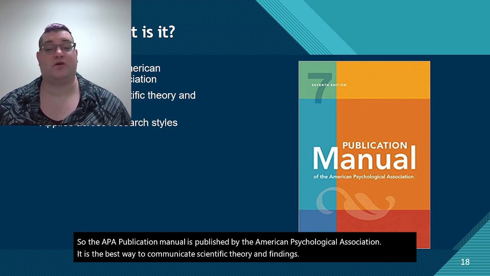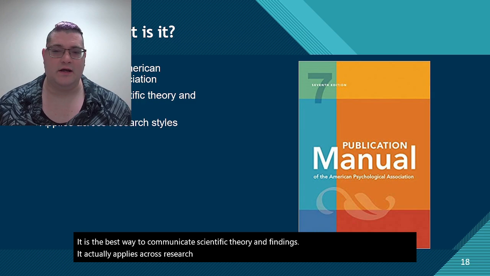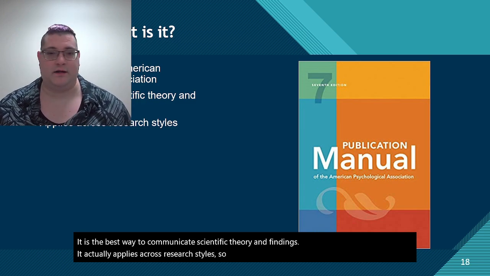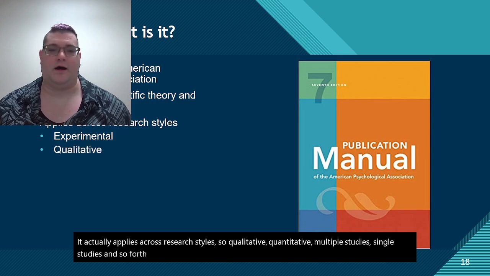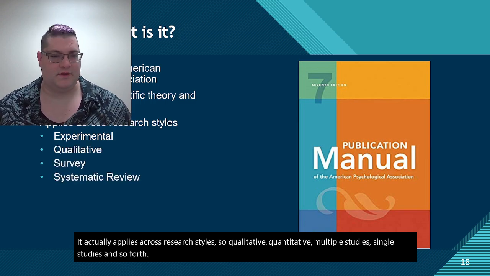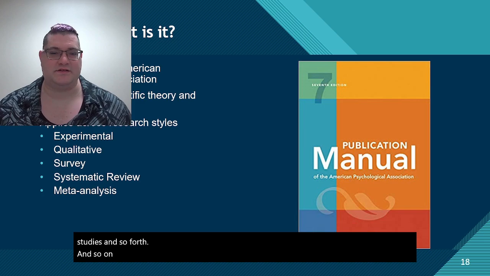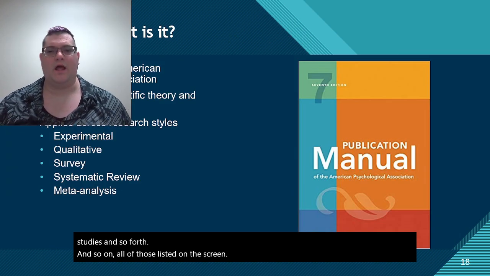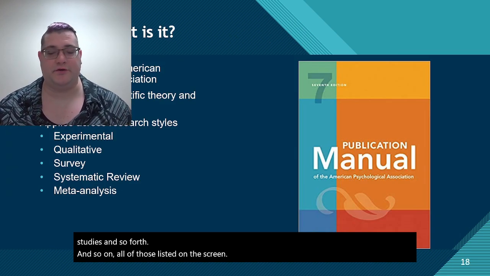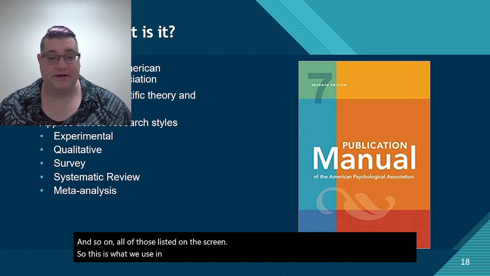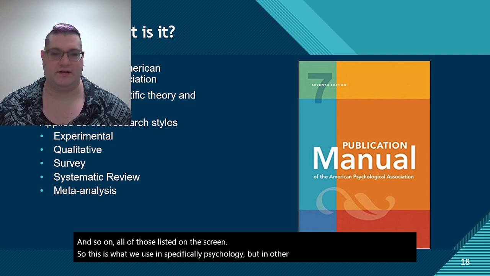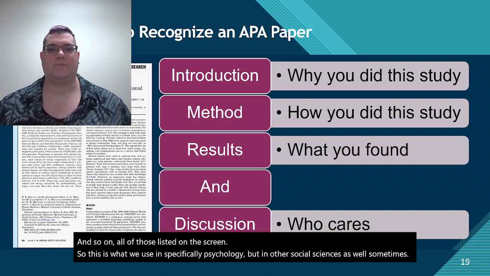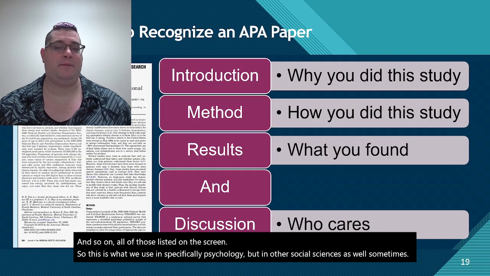It actually applies across research styles, so qualitative, quantitative, multiple studies, single studies, and so on, all of those listed on the screen. So this is what we use specifically in psychology, but in other social sciences as well sometimes. So how do you recognize an APA paper?